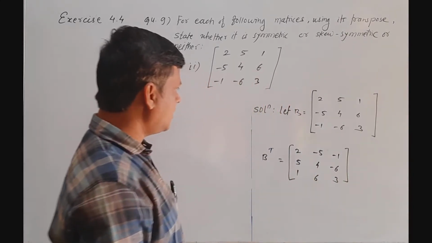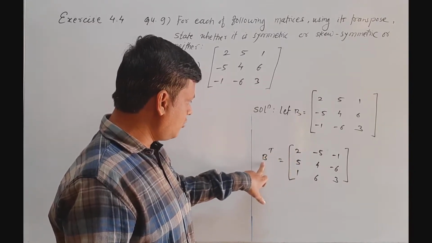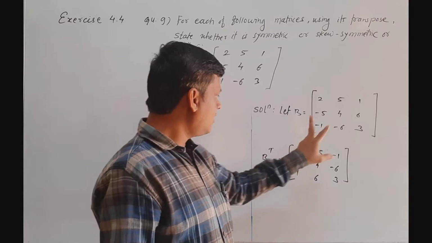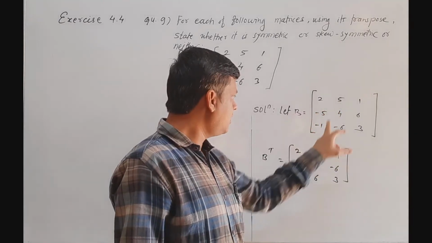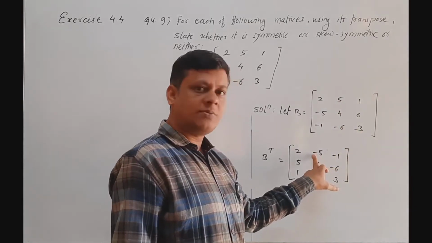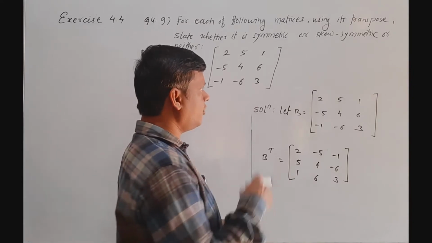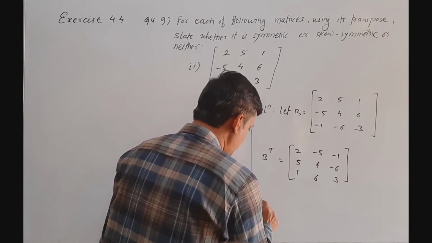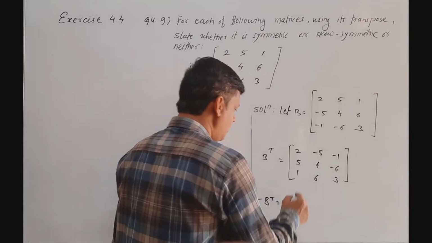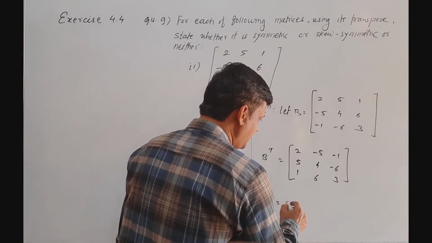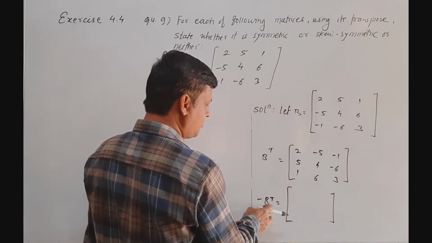Now if you observe here, B equals to B transpose. For B equals to B transpose we require elements at corresponding positions to be identical. So here the value is 5 and here the value is minus 5, that means this matrix is not symmetric, so we have to check for skew symmetric. For that we have to find minus B transpose. For that we have to multiply each element of this matrix by a minus sign. So we get minus B transpose.